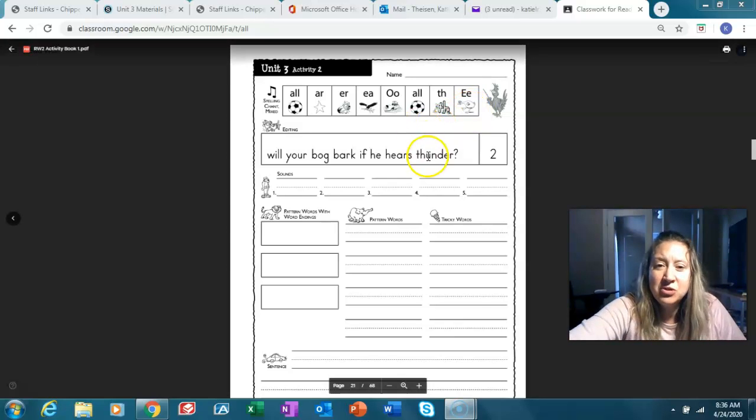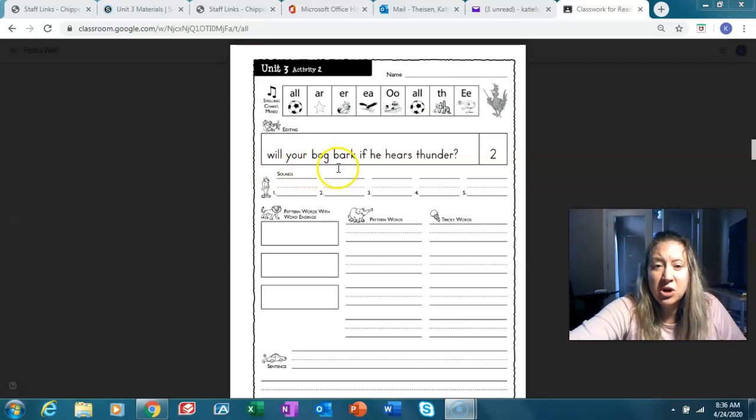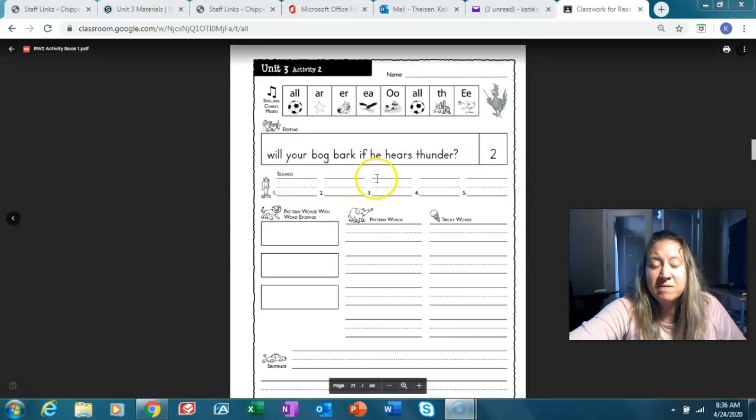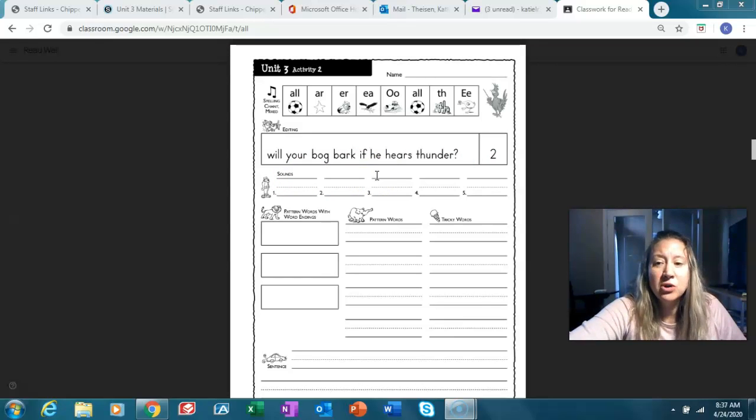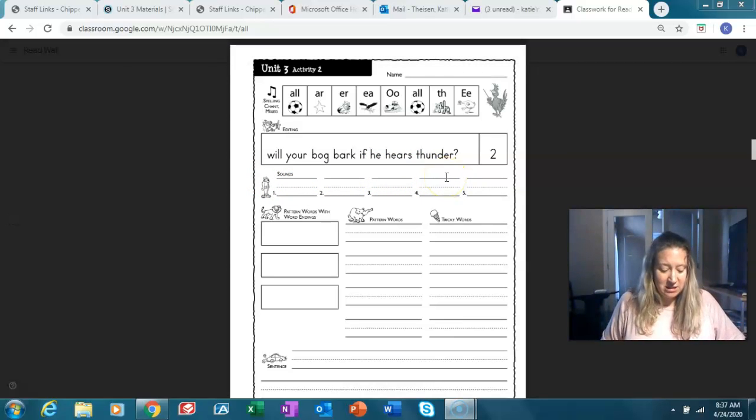Okay, you are going to do the editing. Let's read the sentence together. Will your dog bark if he hears thunder? So how many mistakes should you be able to find there? You should be able to find 2 mistakes. Go through and see if you can find the 2 mistakes. Remember, when we're looking for editing errors, we're looking for capitals at the beginning of each sentence. We're looking at the spelling of each word, and we're looking for punctuation at the end. So go ahead and check each of those things and see if you can find those 2 mistakes.